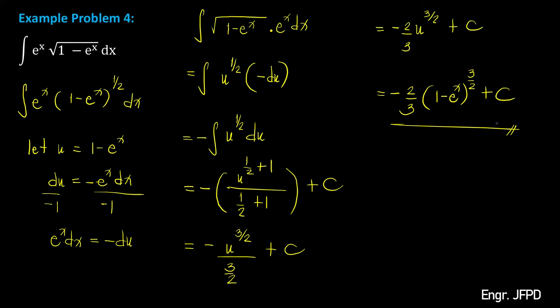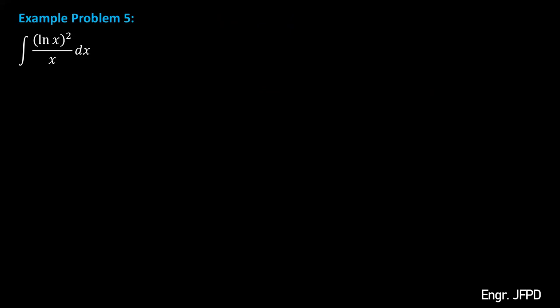Then, let's proceed with our example problem number 5. For our fifth example, this is an integral involving a natural logarithm, wherein we have the integral of ln of x raised to 2 over x dx. Since we have here a function that has a power or an exponent, let's try to let u be equal to ln of x.